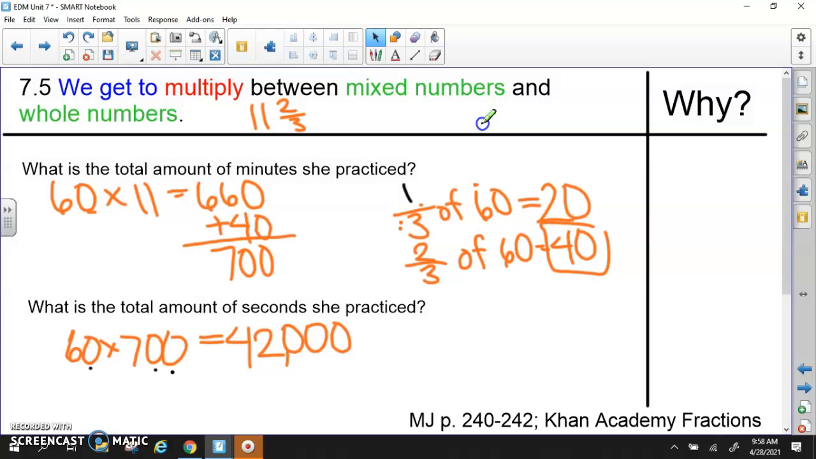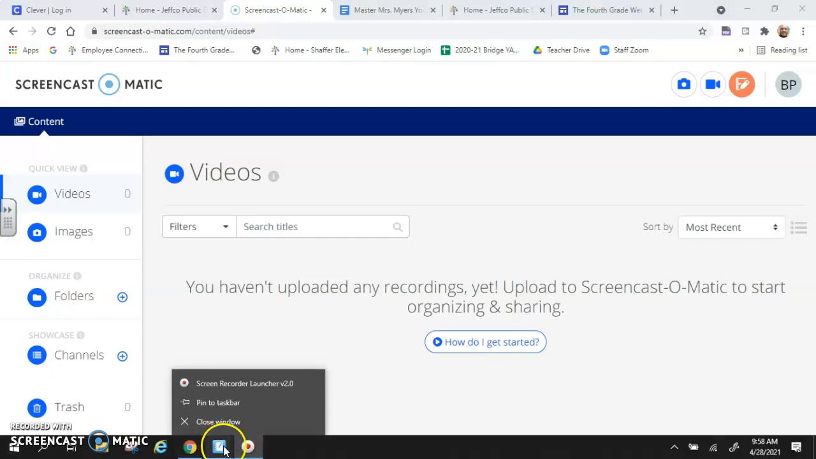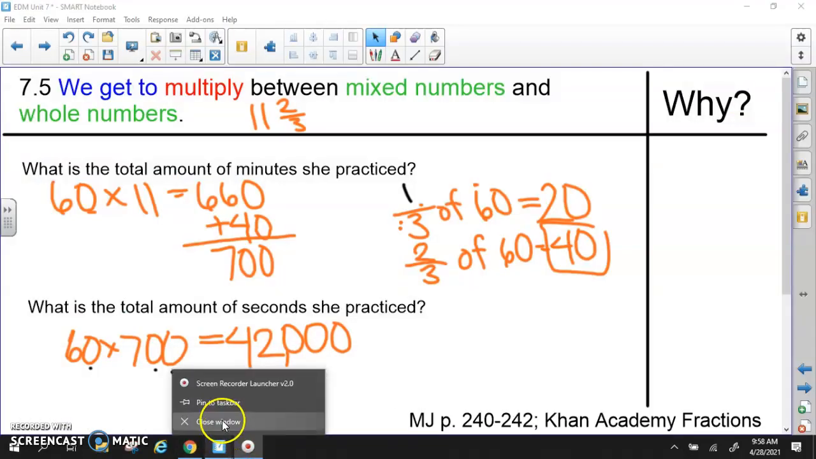Okay, so you're going to work. Your math journal page was 242 today. Make sure you start on page 240. 240, 241, 242. I will do some checking in just a little bit. I would like to see some math journals actually.